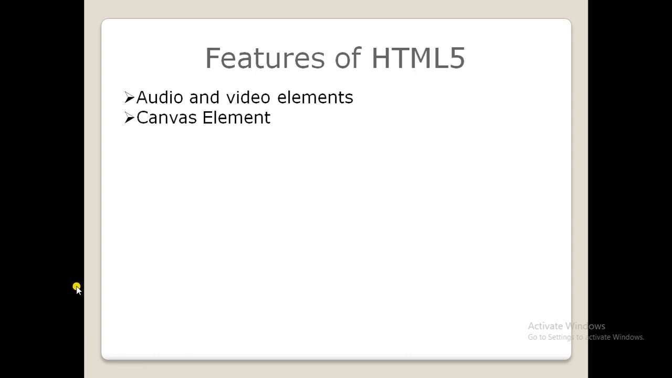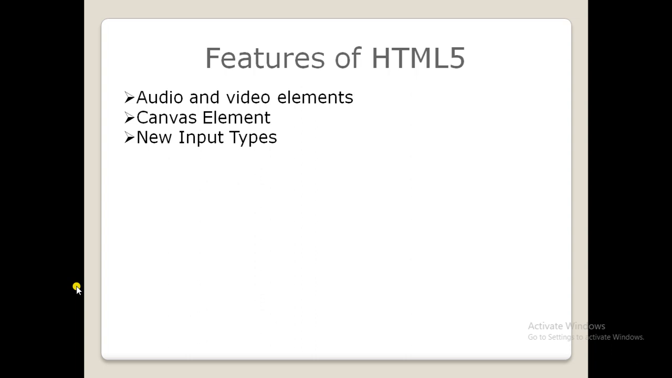Next we have the canvas element. This element allows you to generate graphics programmatically in the browser. That is, you can now draw lines, curves, images, and so on using the canvas. So you can easily draw any text, image or shape.